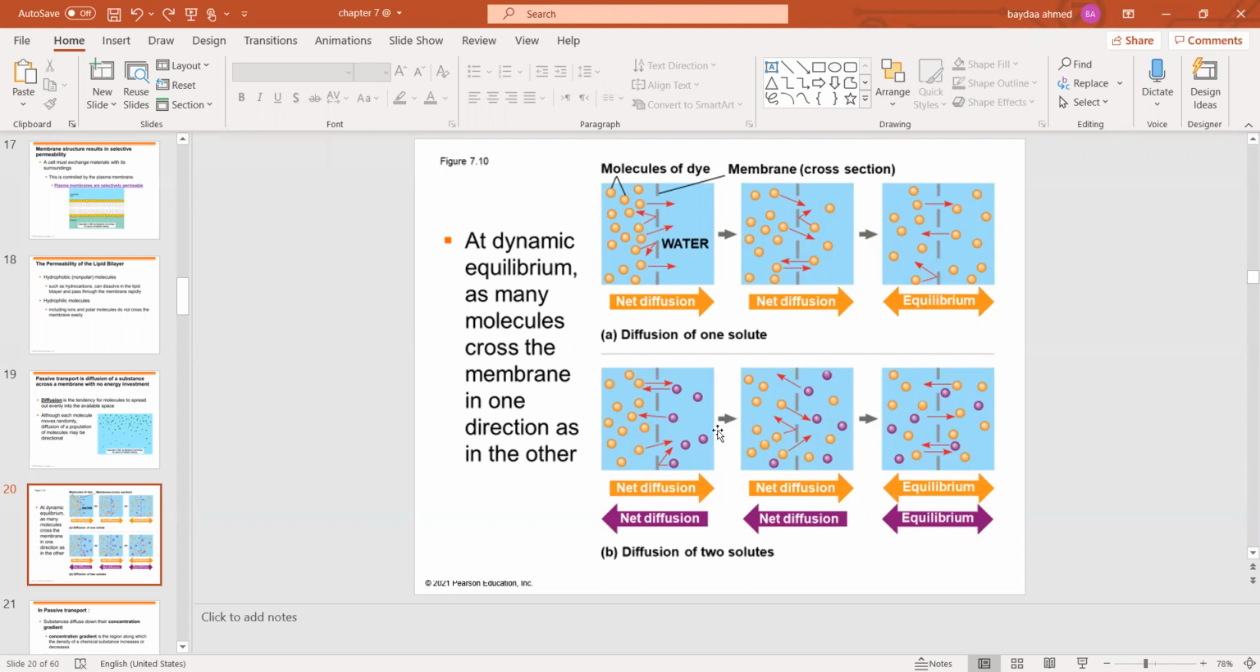In this image, solutions of two different dyes are separated by a membrane that is permeable to both. Each dye diffuses down its concentration gradient. There will be a net diffusion of the purple dye toward the left, even though the total solution concentration was initially greater on the left side.